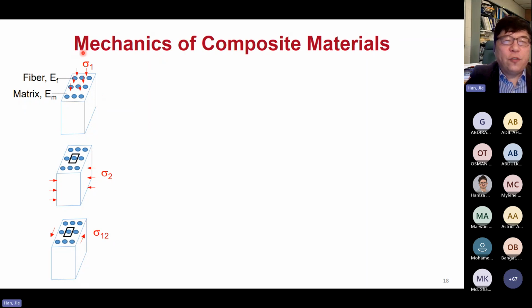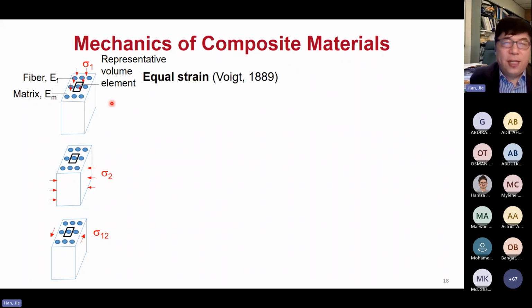So if this is subject to vertical load, horizontal load, or shear force, the equivalent modulus is different in each case. The theory uses what they call a representative volume element. For us, we typically call it a unit cell. They are basically the same thing.